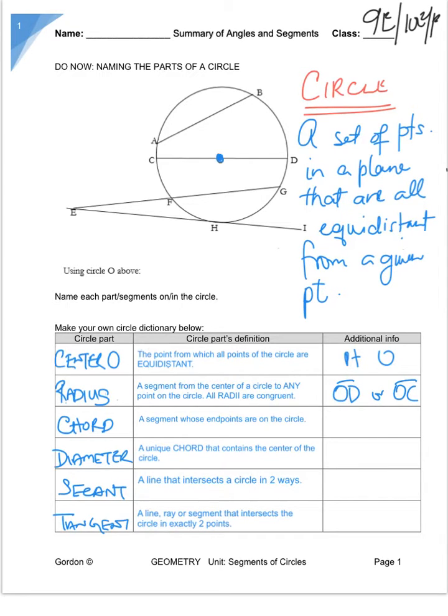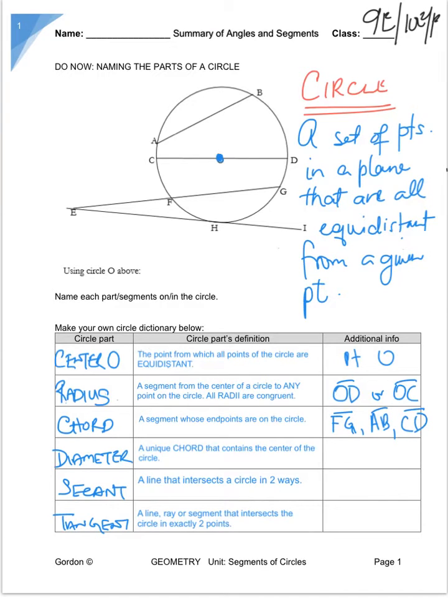Next, we want to identify chords. A chord is a segment whose endpoints are on the circle. Now some chords are like FG, that's a chord, AB is a chord, and we also have CD, the special chord. We call that chord our diameter. So let's name it. So it's FG. We're naming a segment, so we have to put the bar over it, AB, and then we have CD. So those are three chords on this circle.